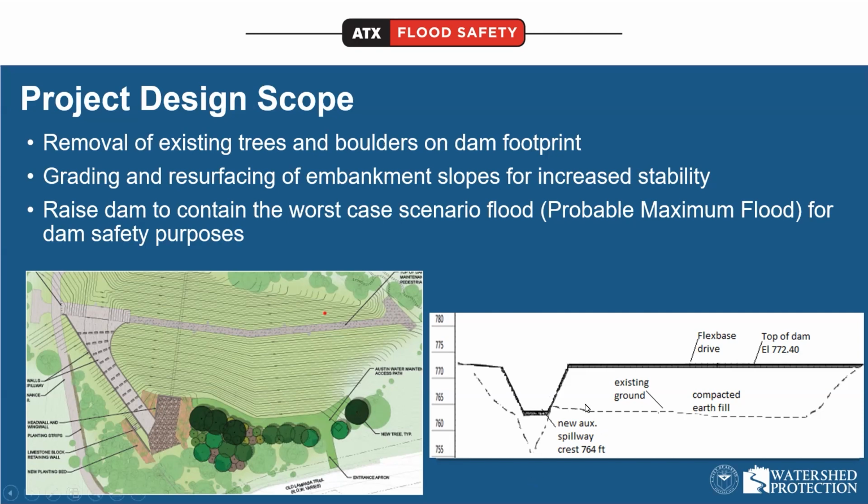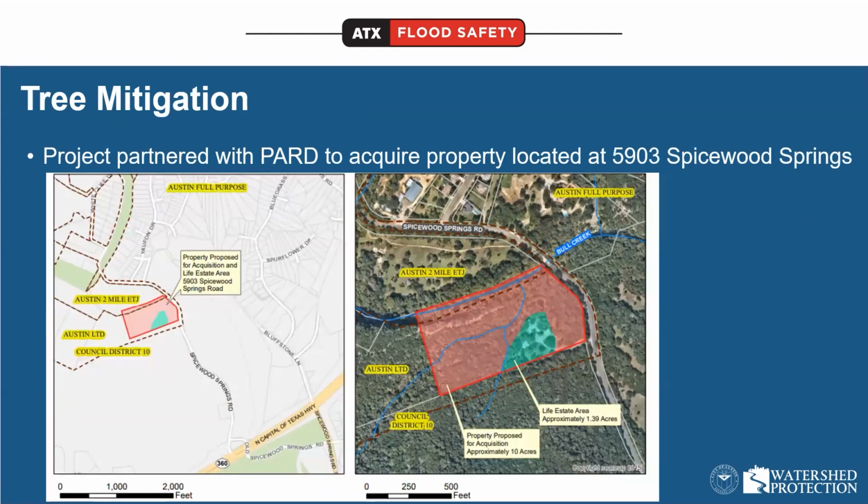You can kind of see here that dashed line is the existing ground elevation, and then we're going higher and obviously making it a straight top of dam elevation so that we can make sure that we're keeping the required elevation. As I mentioned, we're having to remove trees from the dam embankment, and as part of the permitting process, we're going to have to mitigate for those tree removals.